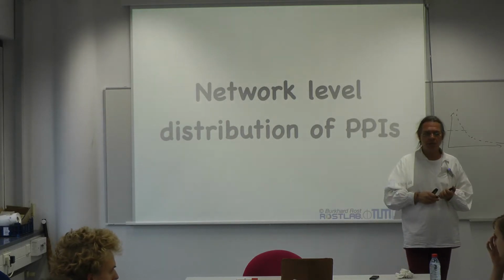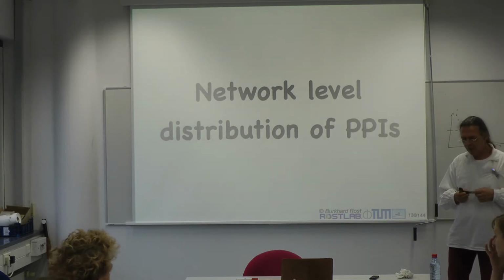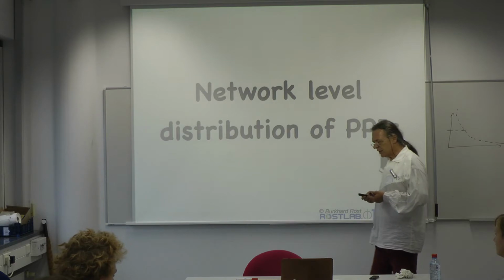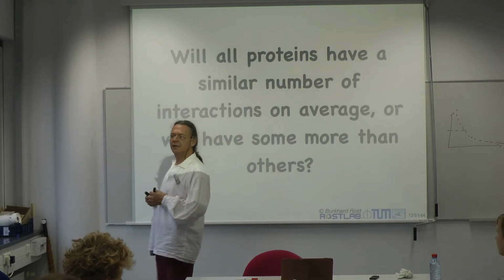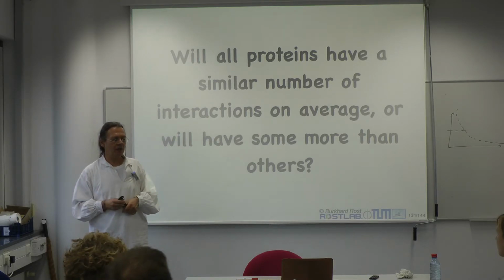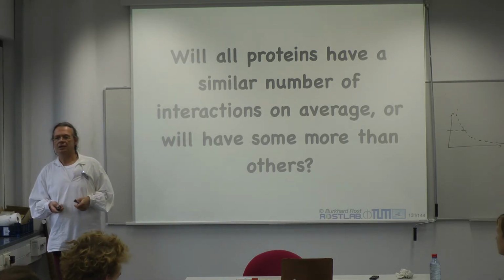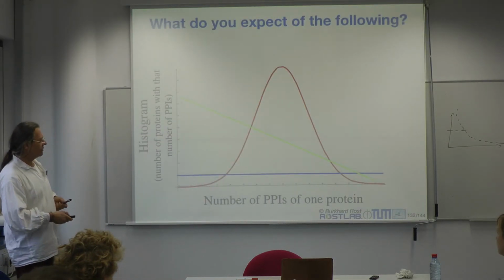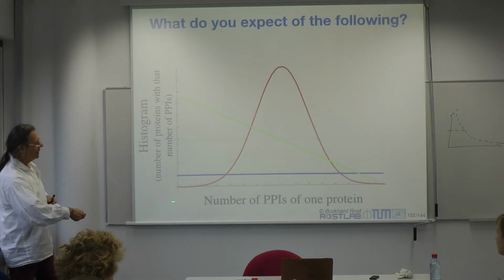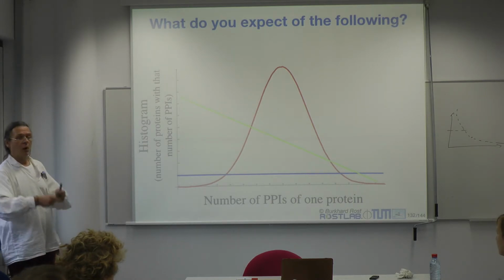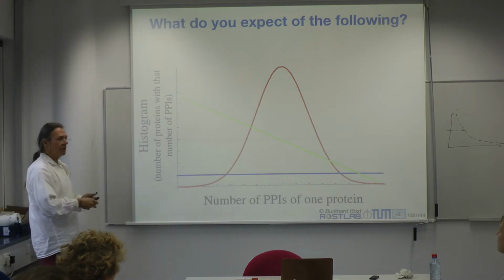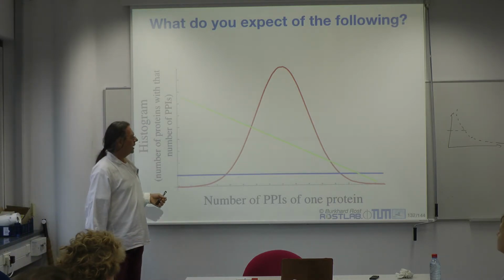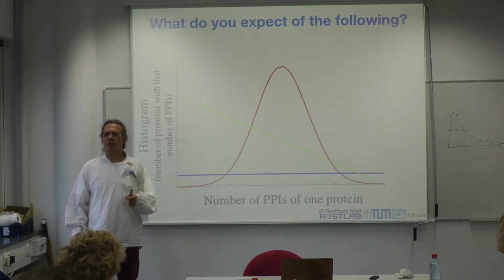On a network level distribution, I'm asking how many protein interaction partners a particular protein has. The first question I have: will all proteins have a similar number of interaction partners? Phrased in terms of this graph, if I plotted the number of interactions of one protein, here's the distribution, which of these 3 curves do you expect?